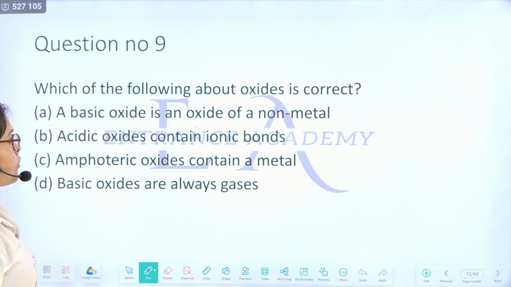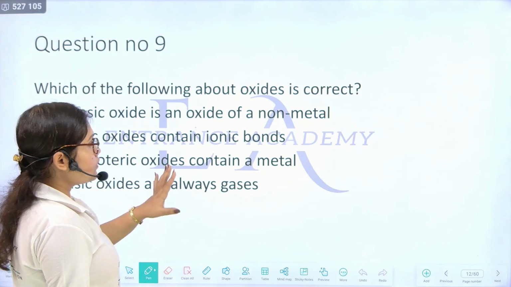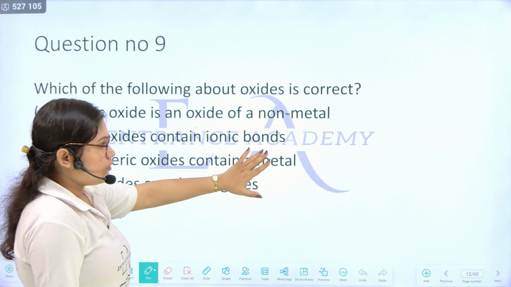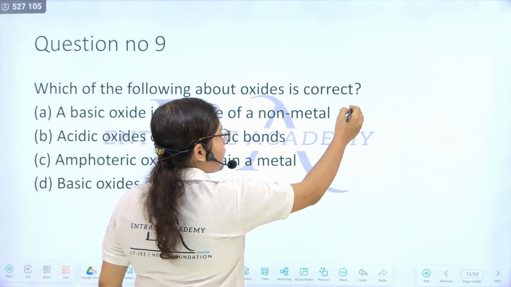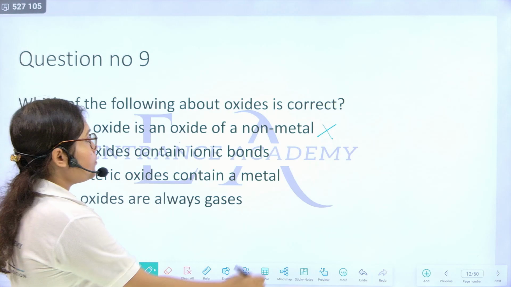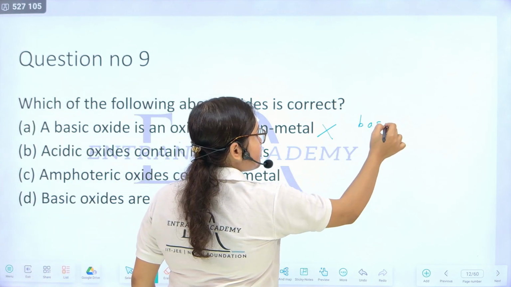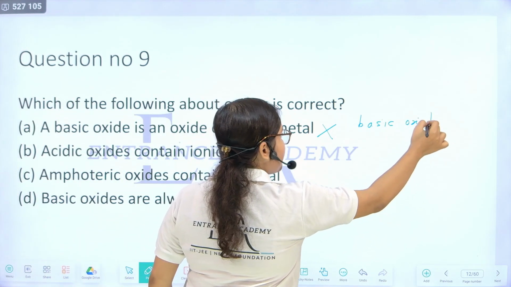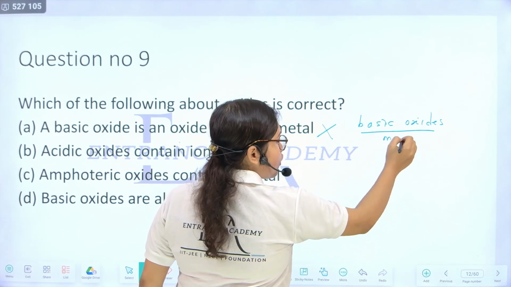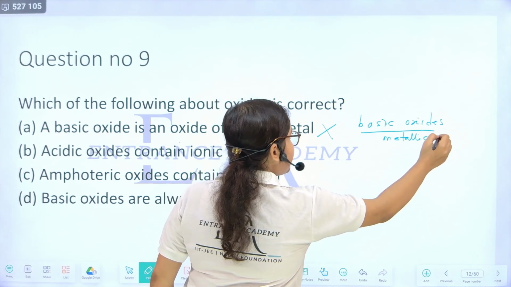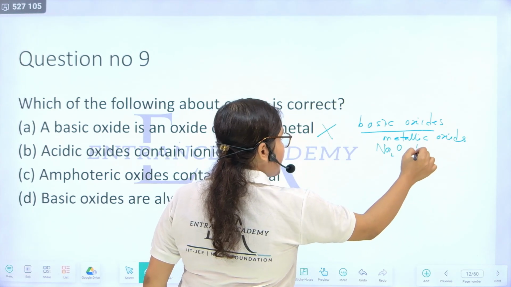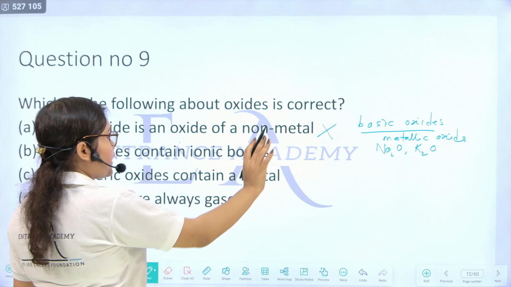Which of the following about oxides is correct? This is another important question. A basic oxide is an oxide of a non-metal. Incorrect. Which statement is correct? Basic oxides are metallic oxides. Metallic oxides are basic in nature, like Na2O, K2O. So this is an incorrect statement.